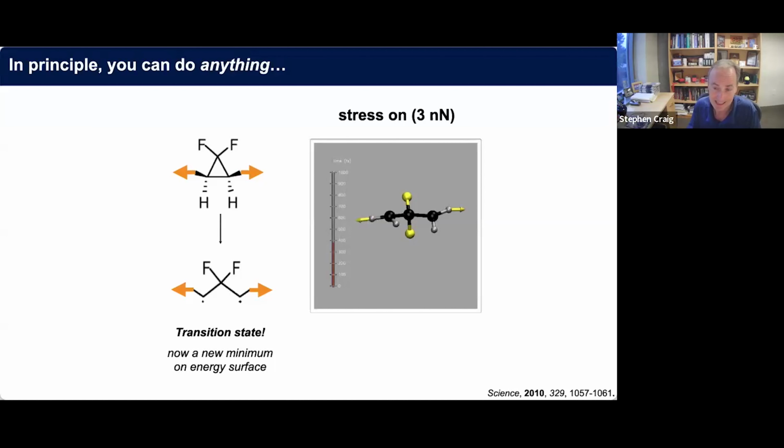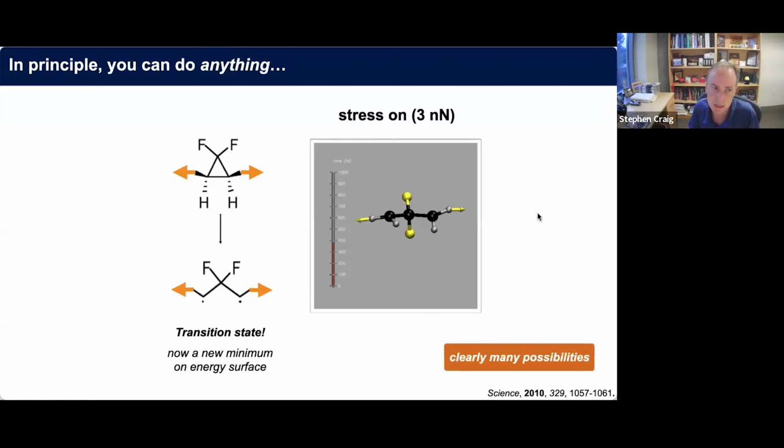So we've taken this transient, impossible to trap structure and now trapped it under these very, very high forces of tension. Okay? And so, if we can do that, then there must be many other things that we can do.